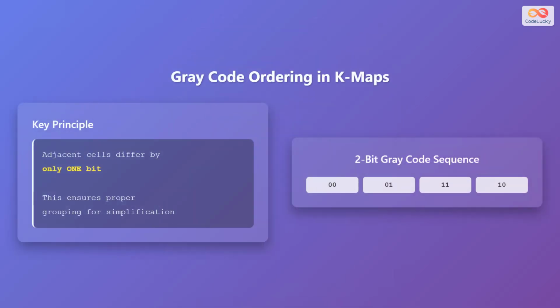The key principle behind K-maps is gray code ordering. In gray code, adjacent cells differ by only 1 bit. Look at the 2-bit gray code sequence, 00, 01, 11, 10. Notice that when you move from one code to the next, only 1 bit changes at a time. This ensures proper grouping for simplification, as it makes it easy to identify which variables are changing and which are staying the same.